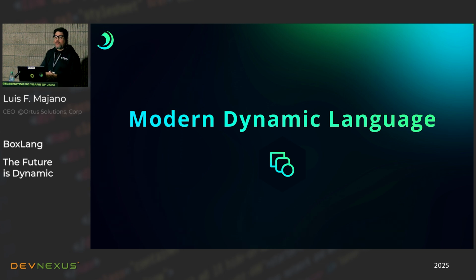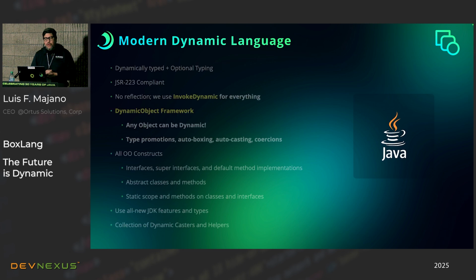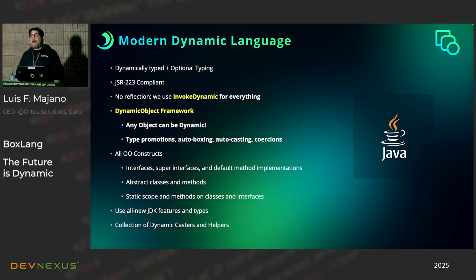All right, another big feature is how does a modern dynamic language look like today, not 10, 12 years ago? Well, obviously, dynamically typed, but we also made it optional typing for those that are coming from a statically typed approach. JSR 223 compliant. This means that if you already have Java applications, you can very easily bring in the scripting capabilities of BoxLang into your Java applications. No reflection. We use invoke dynamic for everything. We created our own framework called dynamic object, which basically allows any class to become dynamic in BoxLang. Even if it's statically typed, it can have pseudo-dynamic aspects to it at runtime, from type promotions to auto-boxing, auto-casting, and coercions. Of course, it supports all the common OO constructs that you're used to coming from Java. And of course, we try to leverage all the new JDK features starting from JDK 21. So JDK 21 is the base for BoxLang.